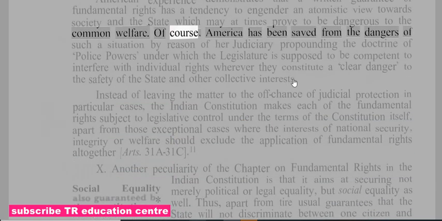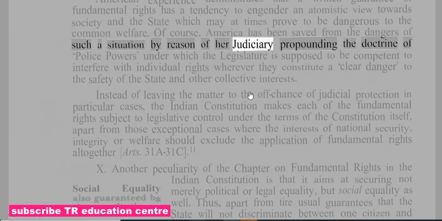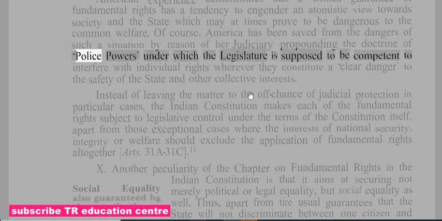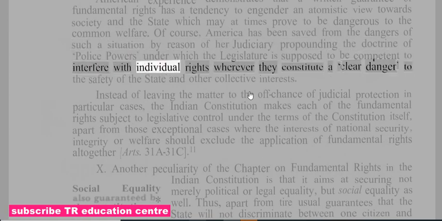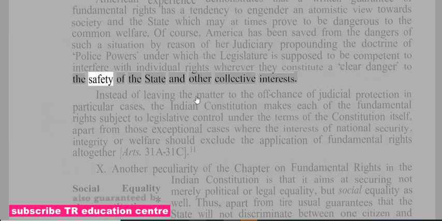Of course, America has been saved from the dangers of such a situation by reason of her judiciary propounding the doctrine of police powers, under which the legislature is supposed to be competent to interfere with individual rights wherever they constitute a clear danger to the safety of the state and other collective interests.